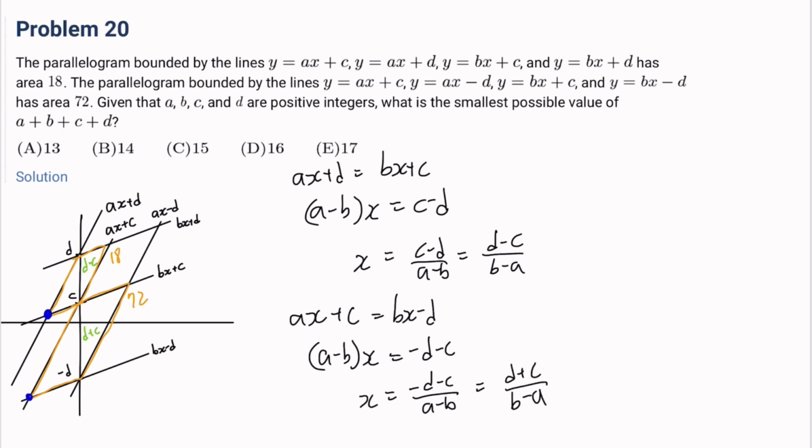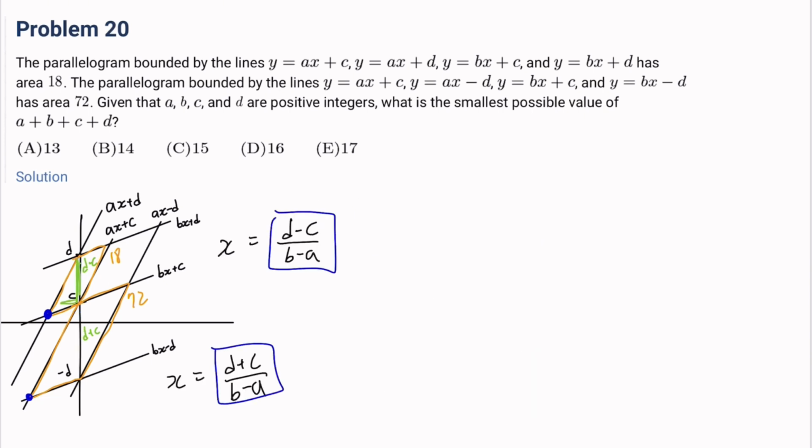So we have x of d minus c over b minus a and d plus c over b minus a. So we can just multiply that times the vertical lengths. And so first for the upper parallelogram, that's going to be 18 equals d minus c times this, which is d minus c over b minus a, which is d minus c squared over b minus a. For this, we will get this length and this length, right? So this is going to be 72.